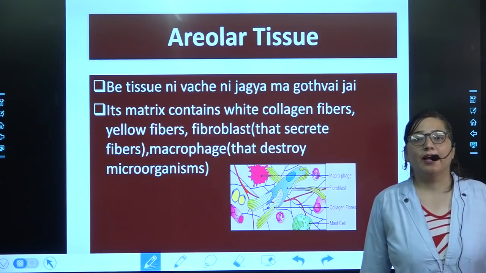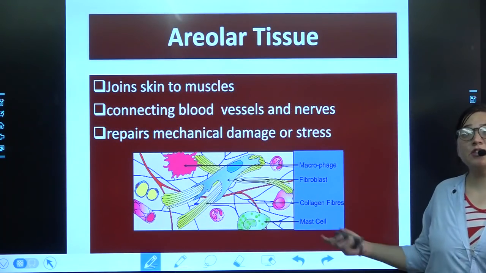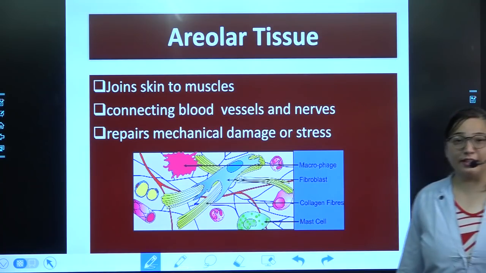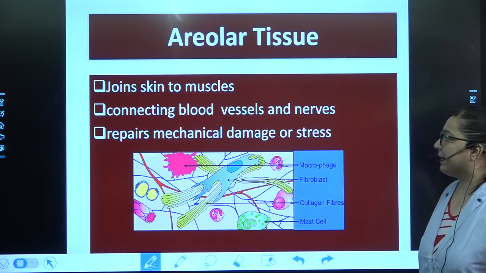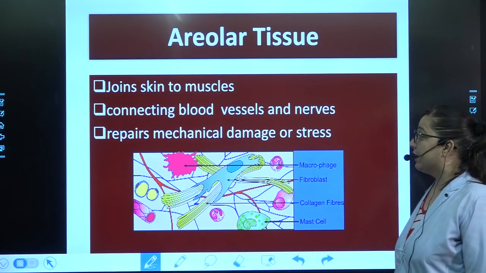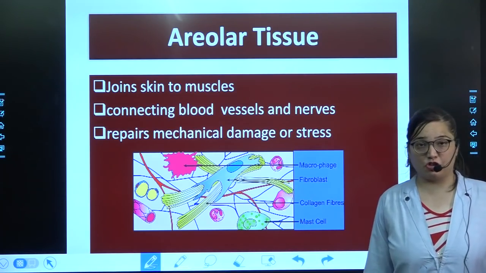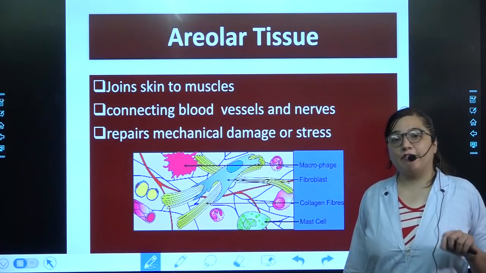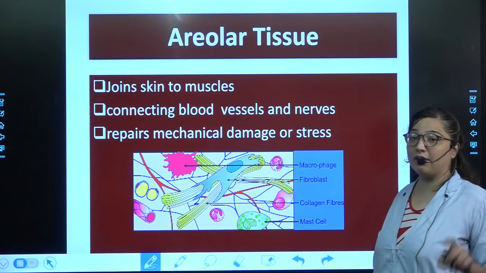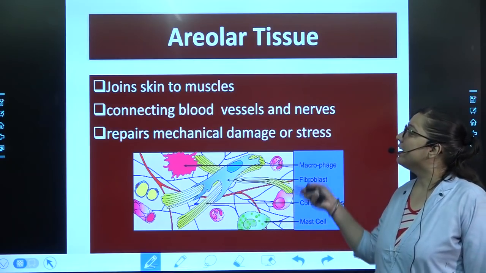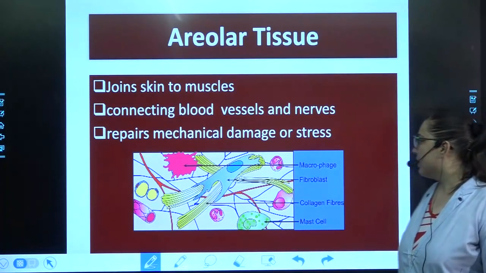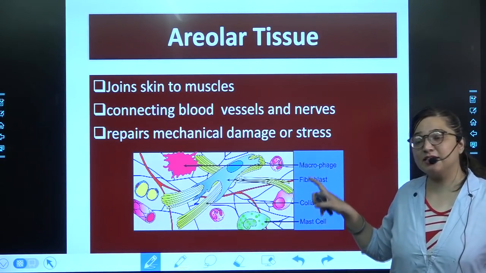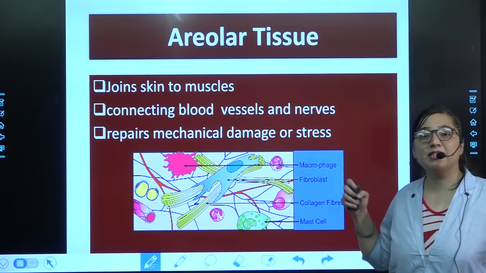Okay, now areolar tissue. Some more points are over here. Its basic functions are to join the skin to the muscles. Then it connects blood vessels and nerves and repairs the mechanical damage or stress, whatever it is. So these are its functions. It will join skin to muscles, connect the blood vessels and nerves, and repair the mechanical damage or stress.